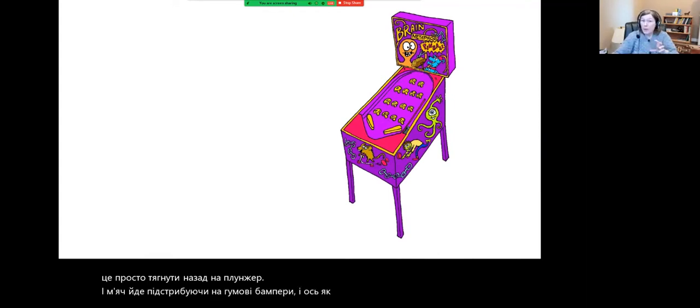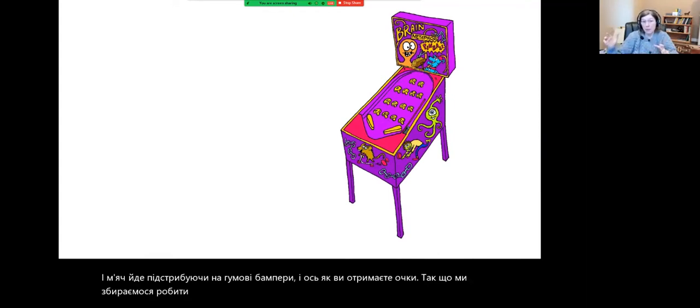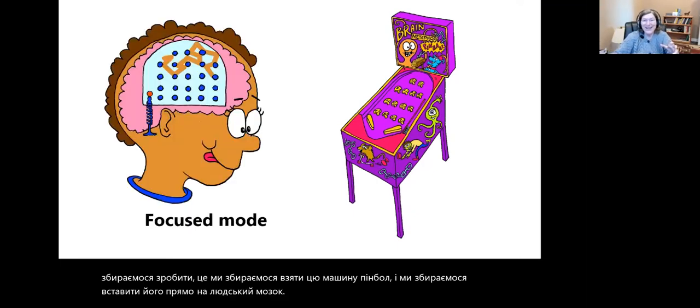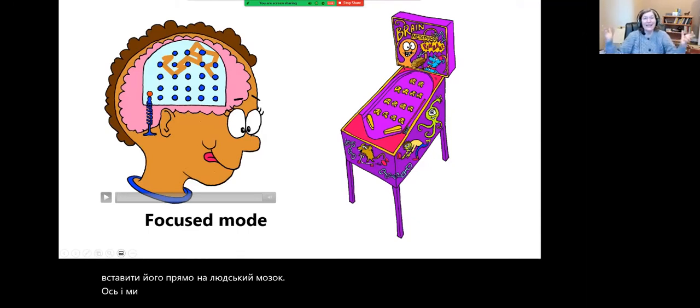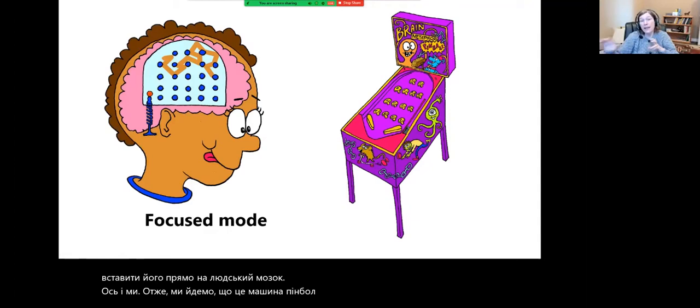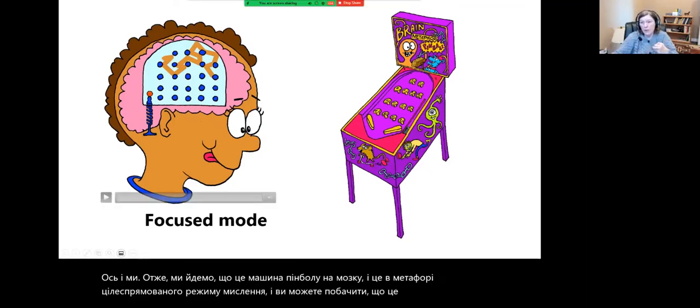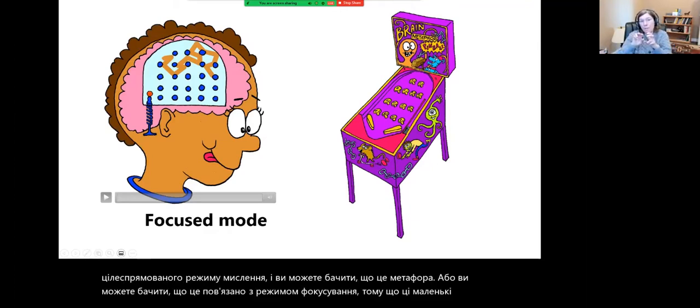So what we're going to do is take this pinball machine and insert it right onto the human brain. Are you ready for it? Here we go. Okay, so there we go. That is the pinball machine on the brain. And this is a metaphor for the focused mode of thinking. You can see it's related to the focus mode because these little rubber bumpers are very close to one another.